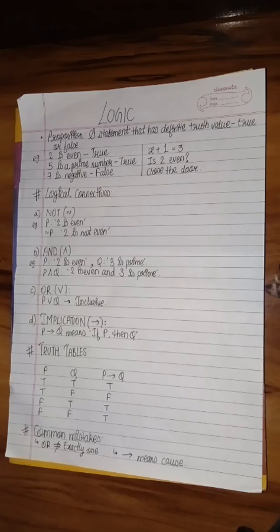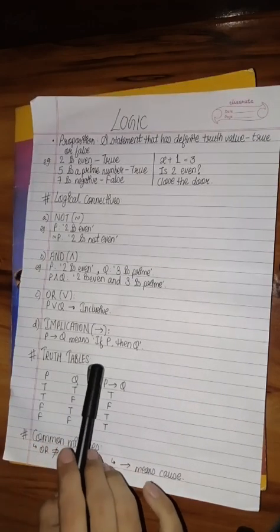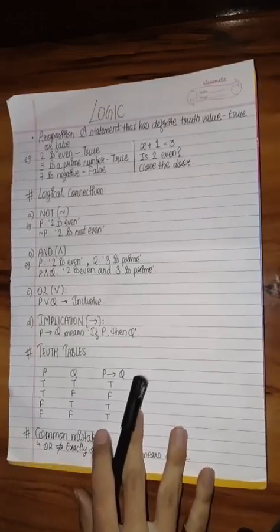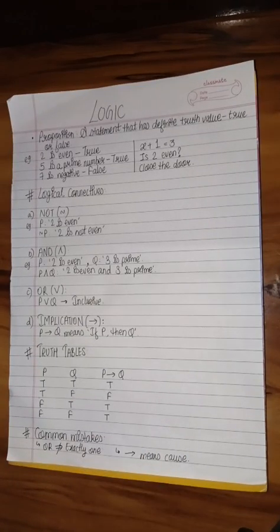Next is implication. It is the one that students struggle with. P implies Q means if P, then Q. For example, consider a proposition P, a number is divisible by 6, and another proposition Q, the number is divisible by 3. If P is true, Q must be true. So the statement is false only when P is true and Q is false. Otherwise, the implication is true.